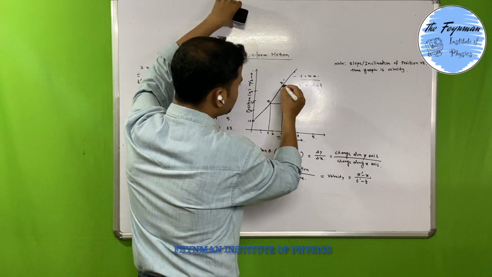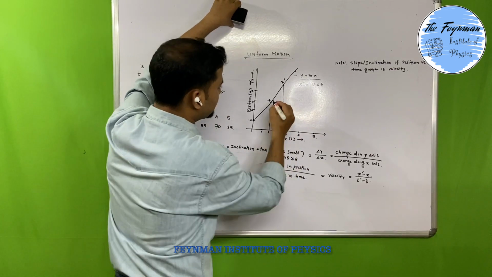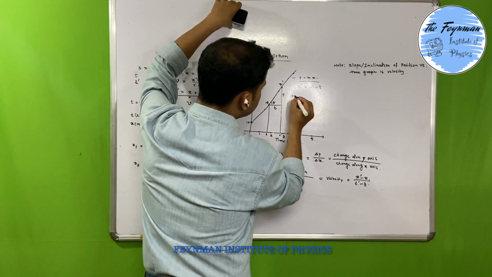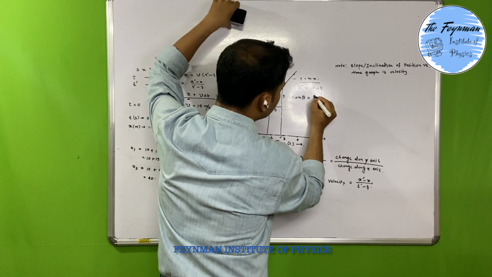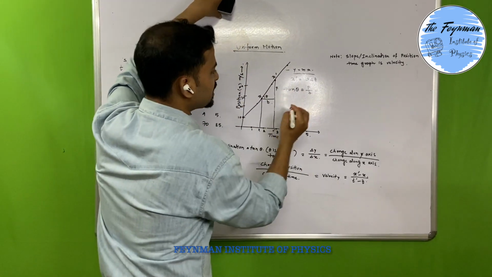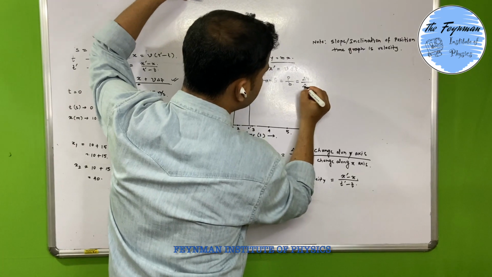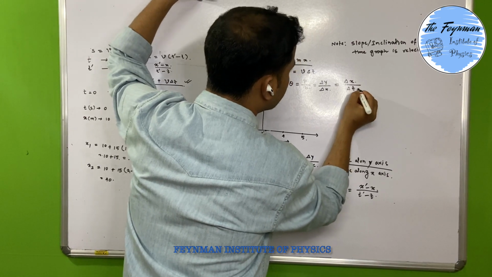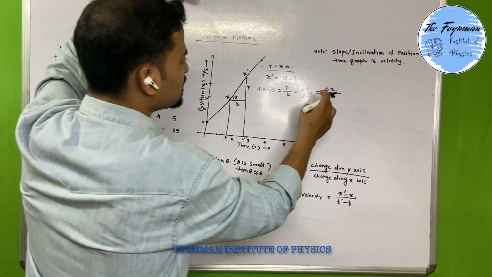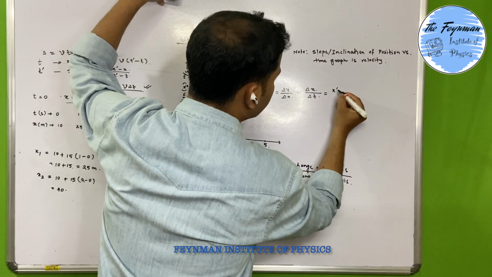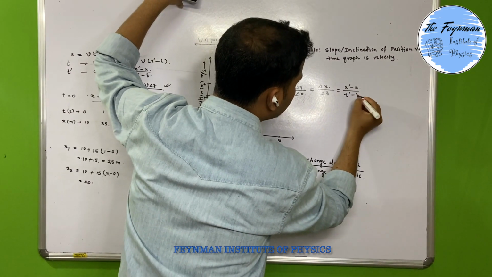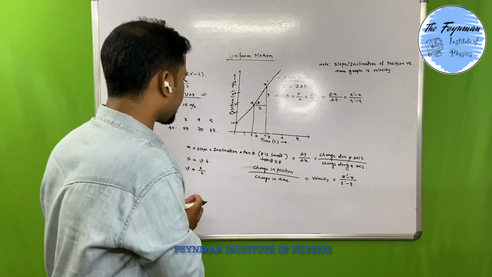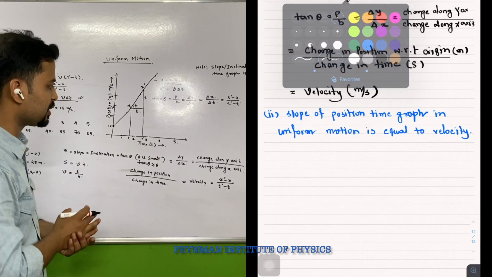We need the slope, that is the inclination, this theta. So tan theta, this is perpendicular and this is base. We know that tan theta is equal to perpendicular by base. Now in perpendicular we have change along the y-axis divided by change along the x-axis, that is change in position delta x divided by delta t. So tan theta is equal to x prime minus x divided by t prime minus t. Now we can use this fact to verify whether it is actually velocity or not.